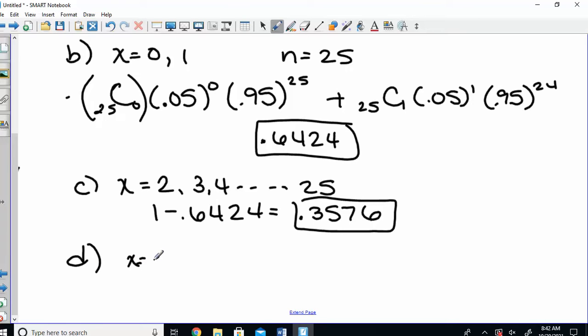Alright, part D, the probability that at least 8 of 10. This one says will not die. We have to be very careful. P is the probability that somebody dies, so my X needs to be the number of people that die. If at least 8 of 10 do not die, then how many can? 0, 1, 2.